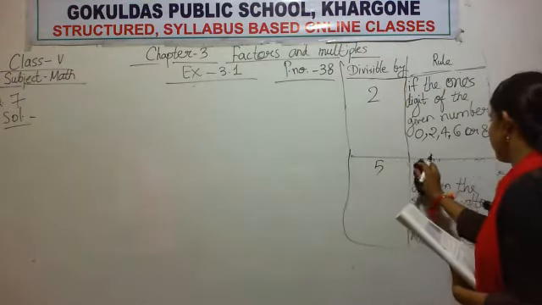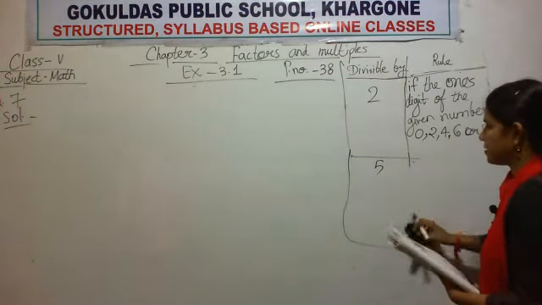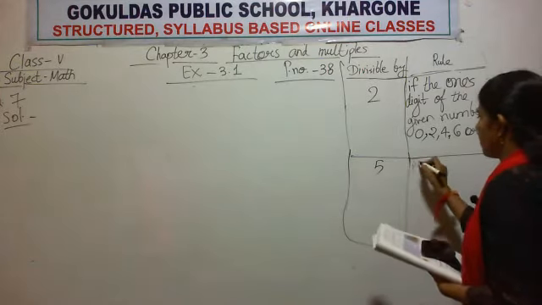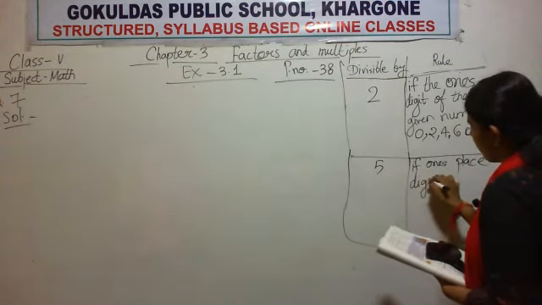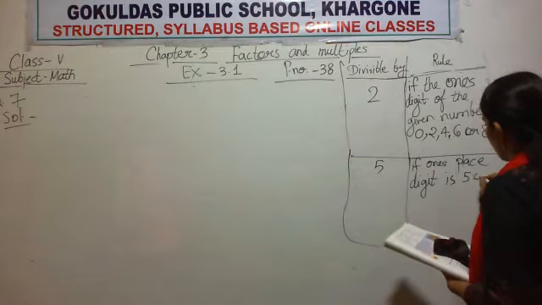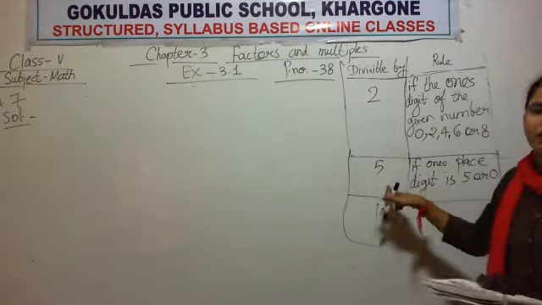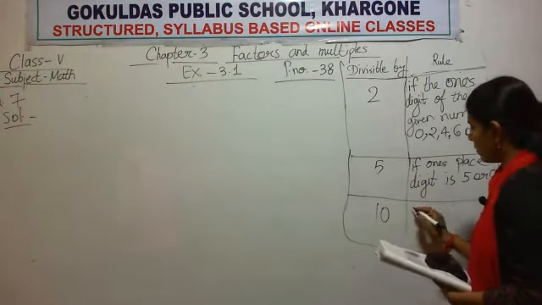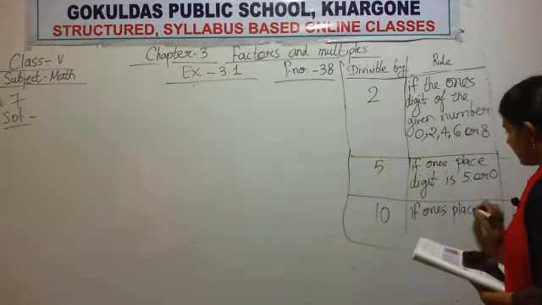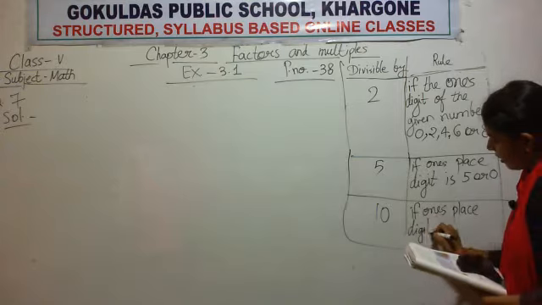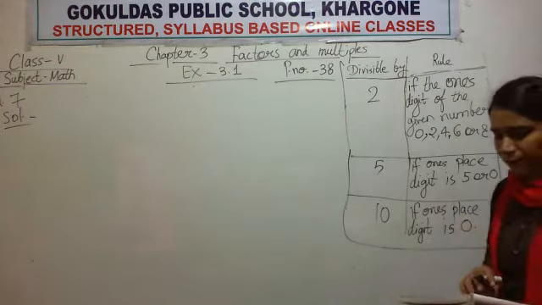Divisibility by 5. What is the rule? The rule is if the ones place digit is 5 or 0, then the given number is divisible by 5. And divisibility by 10, the rule is if the ones place digit of the given number is 0, then it is divisible by 10.